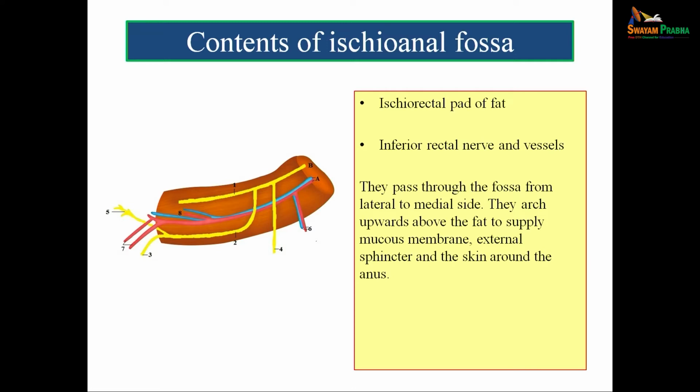Now inferior rectal nerves and vessels are an important component of the pudendal canal. They pass through the fossa from lateral to medial side. They arch upwards above the fat to supply the mucous membrane, external sphincter and skin around the anus. So it must be very clear to the students what area these inferior rectal nerves and vessels are supplying. They are supplying the skin around the anus, the external anal sphincter, and the mucous membrane in relation. So this is the area supplied by the inferior rectal nerves and vessels.